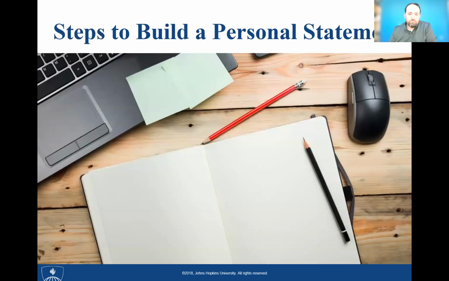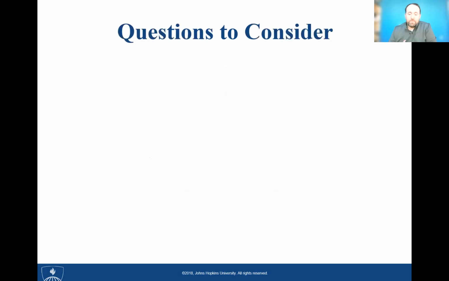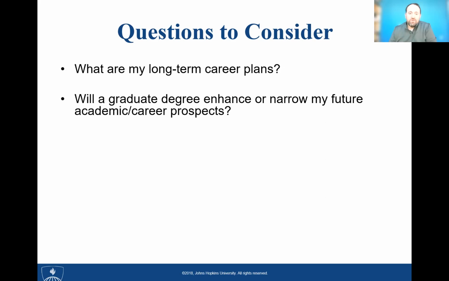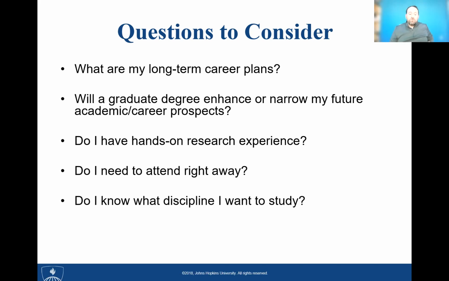All right. So when we start to build a personal statement, the best thing you would do first is brainstorm. You want to brainstorm through as many different things about yourself as you can. So again, some guiding questions you can have: long-term plans. Will this enhance or narrow the academic or career prospects that I have? Do I need to attend right away? Do I need hands-on experience? Do I know what discipline I want to study? How well do I know where I will go?